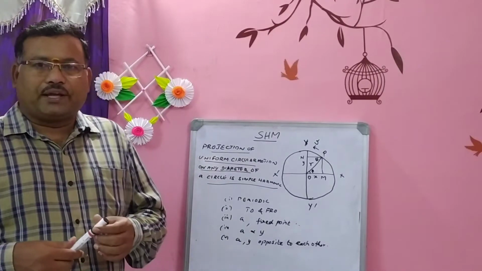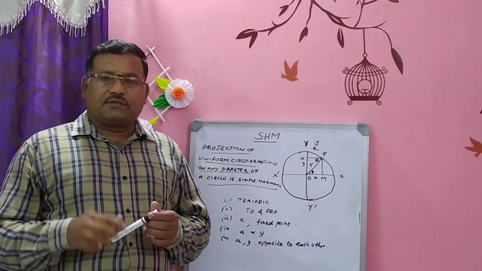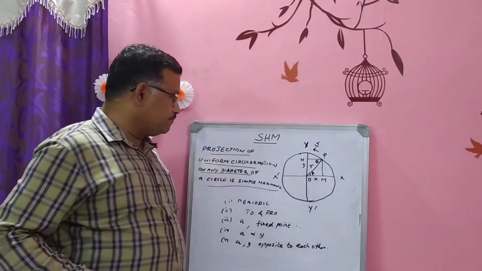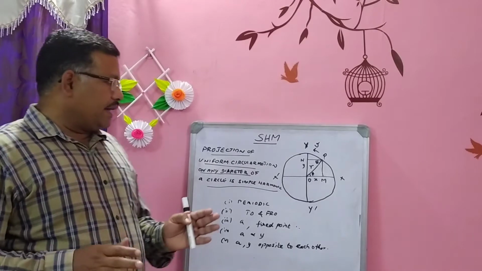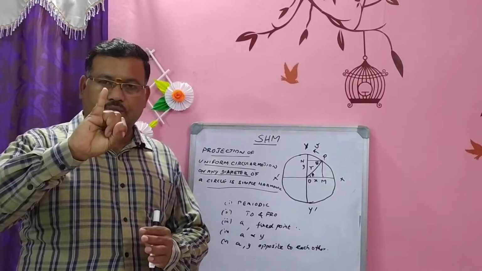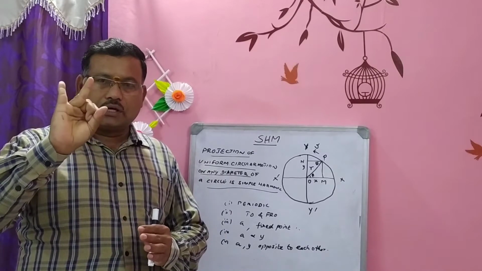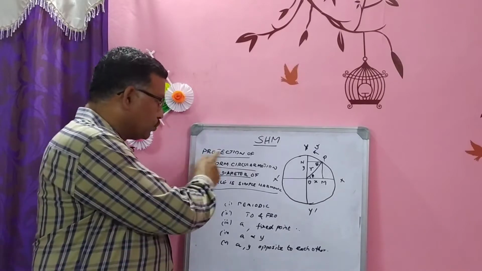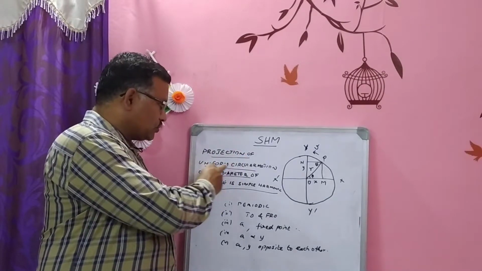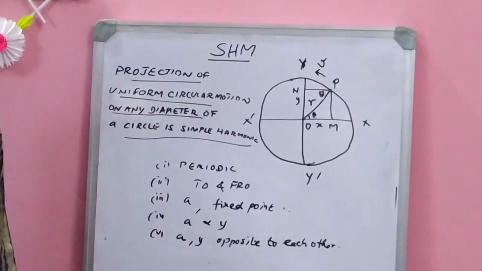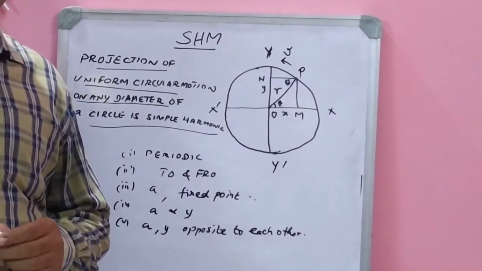Hi, all. Good morning. Today's topic is simple harmonic motion. Simple harmonic motion is shortly called SHM. Today I am going to cover three topics: the definition of simple harmonic motion, the conditions of simple harmonic motion, and we are going to show that the projection of uniform circular motion on any diameter of a circle is simple harmonic. So we are going to cover three topics.